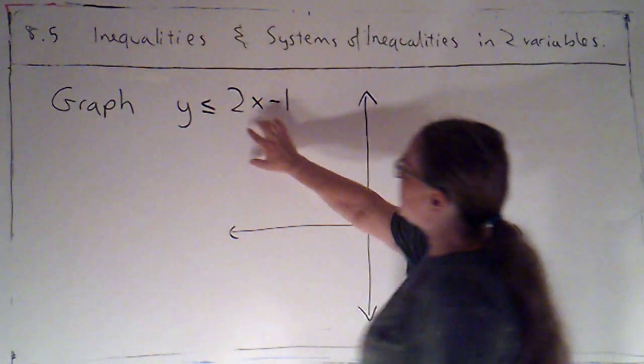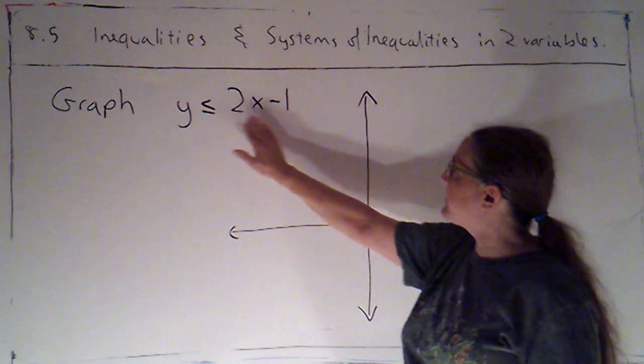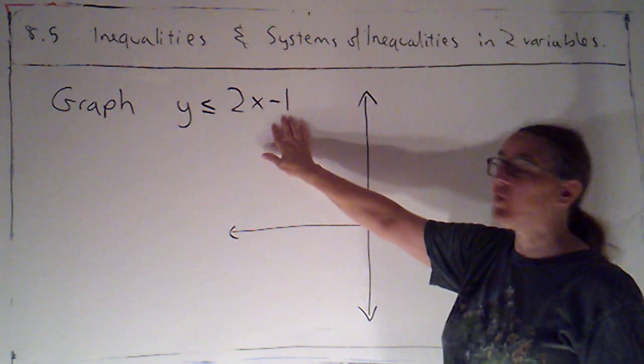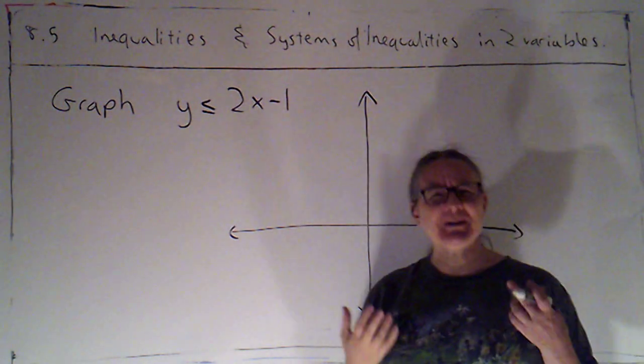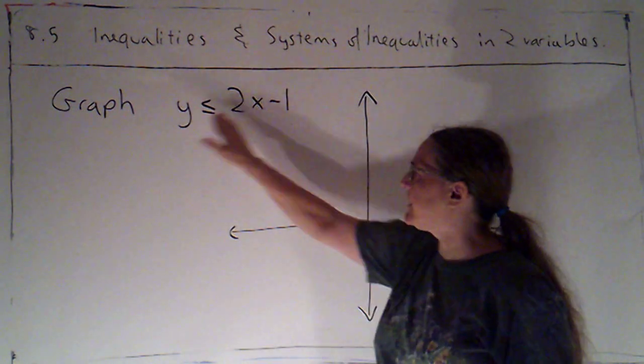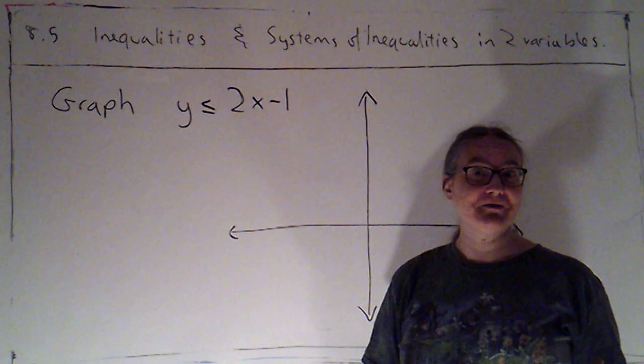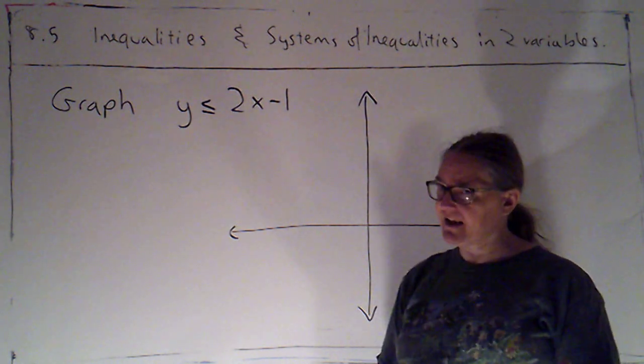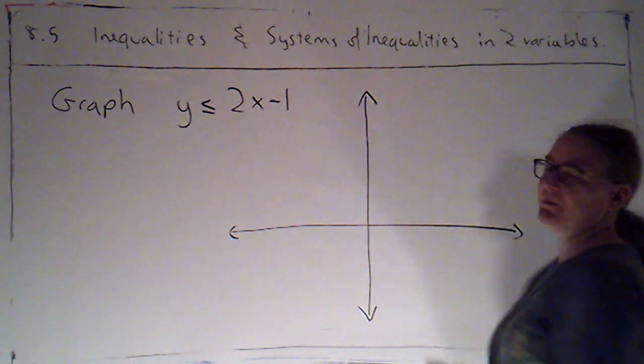Here we're being asked to graph y less than or equal to 2x minus 1. Now for this problem, I don't need to tell you that we're graphing it in the plane. There's no way I could graph it on a number line when I have two variables. So if there are two variables and you're asked to graph something, you know it's in the plane.